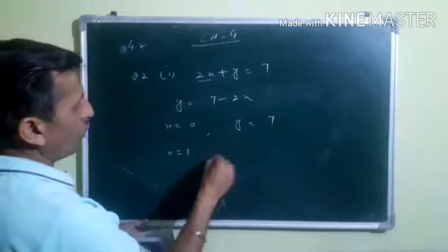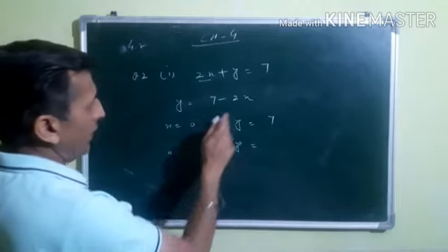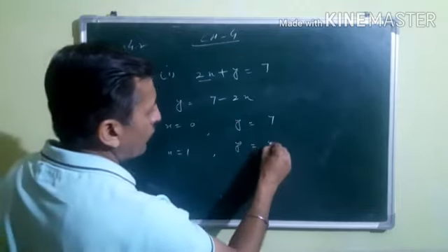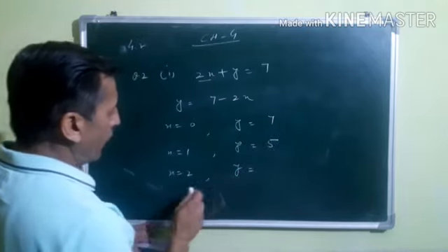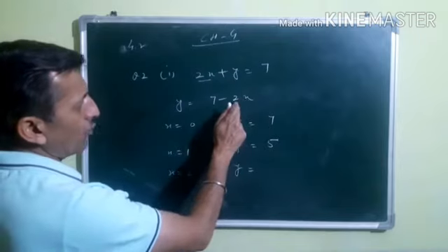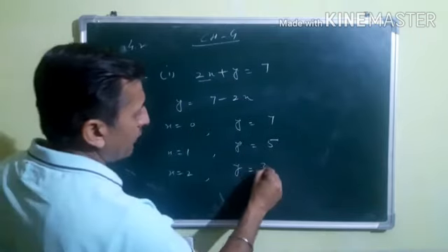When I take x = 1, in that case, y = 5. Now x = 2. In that case, you will see y = 7 - 2 times 2, 2 2s are 4, 7 minus 4, that gives the value y = 3.